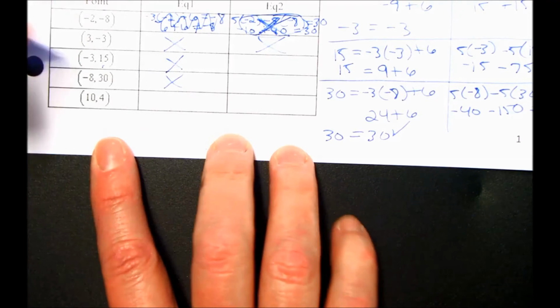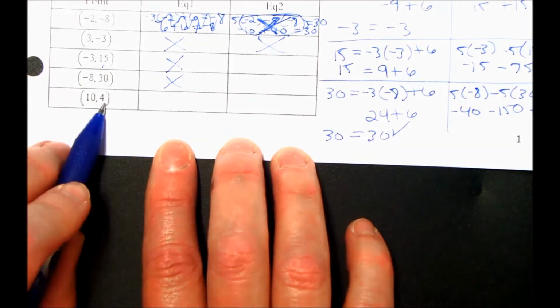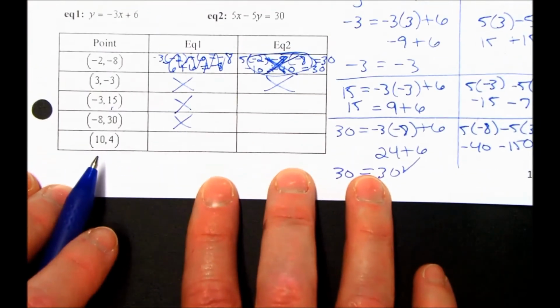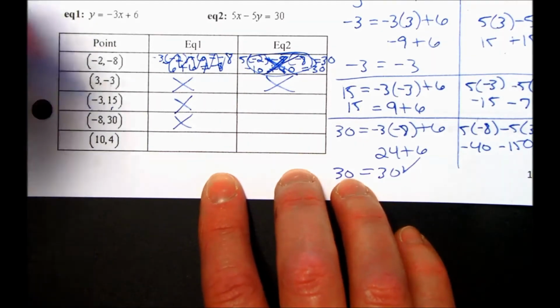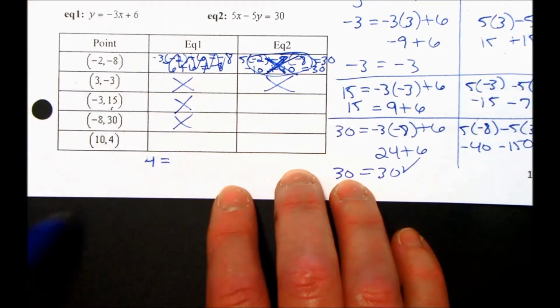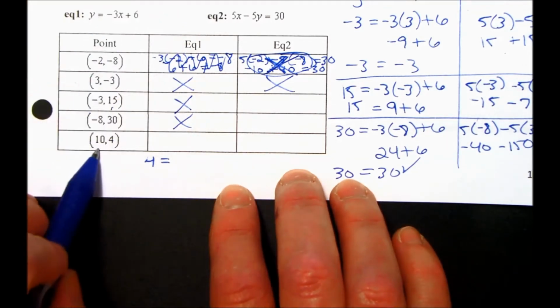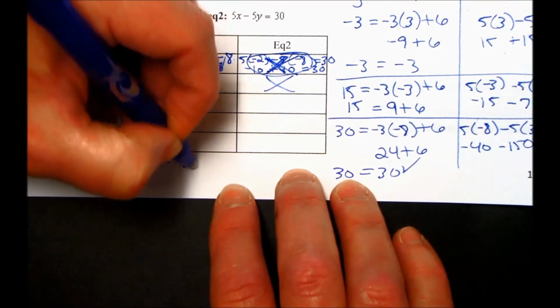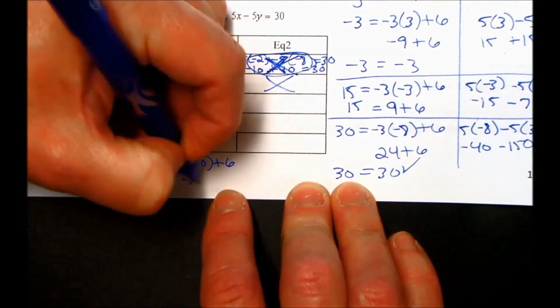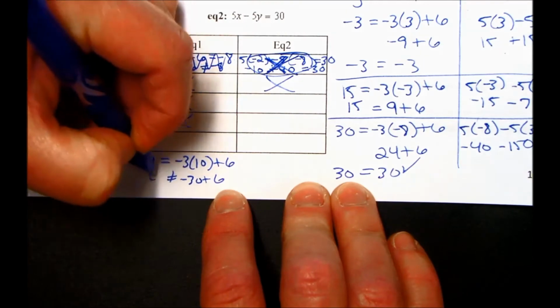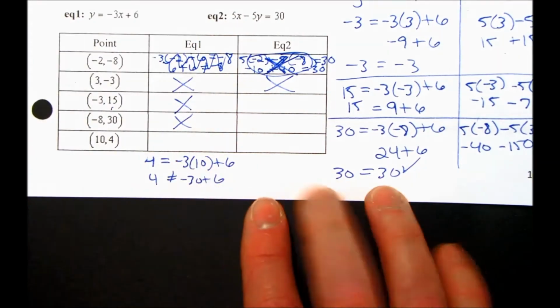So we have one more to go. 10, 4. So again, put 10 in for x, 4 in for y. In my first equation, the y goes first, so 4 would have to equal -3 times 10, because that's my x coordinate, plus 6. So -30 plus 6 does not equal 4. So do not put the x there.